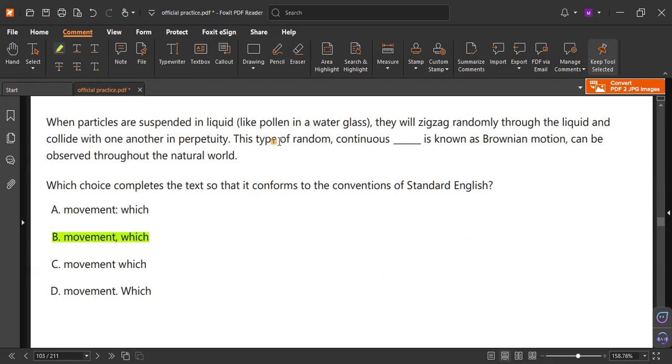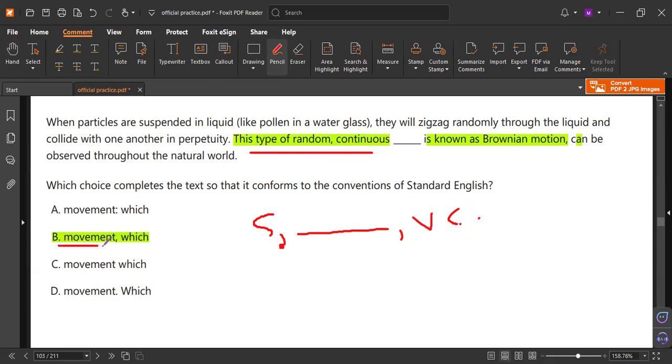He said this type of random continuous movement, which is, so we have non-essential information by using a clause. Look, this is a subject and this is a verb. As I told you, be careful: subject, comma, non-essential information, comma, verb, full stop. This is the non-essential information using the clause. We need two commas. And this is the verb.